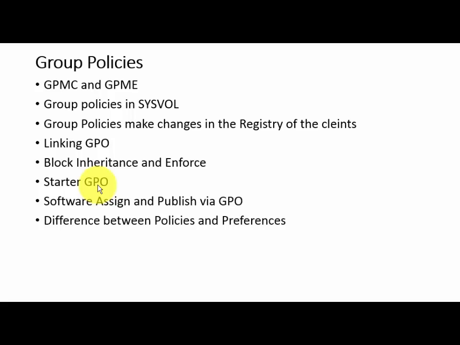When the domain was created, the company said we're going to make one starter GPO. After that, another administrator comes and the company says this is the policy you have to implement, and he makes another GPO. It's a rule that you have to link it with a starter GPO all the time. But these two GPOs conflict with each other.